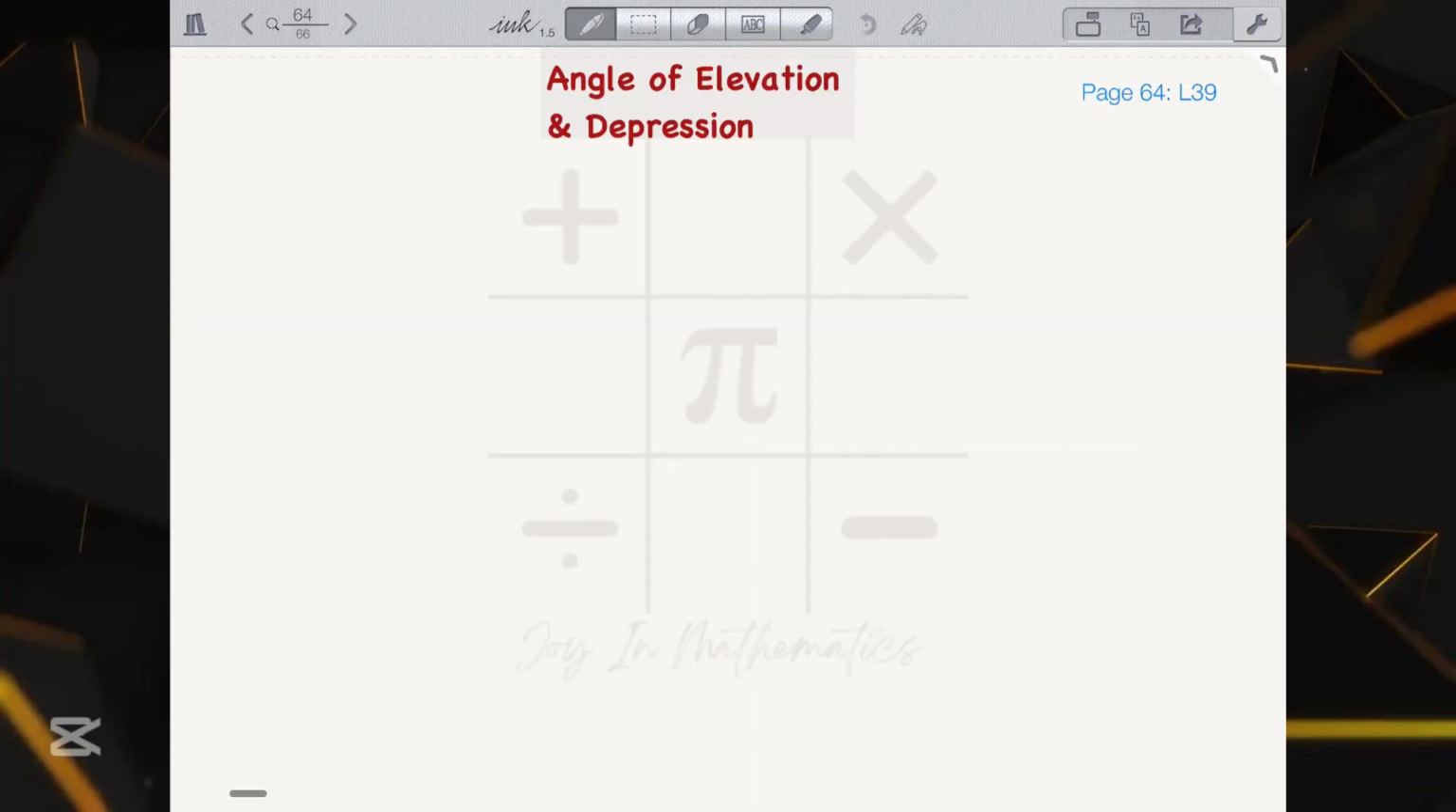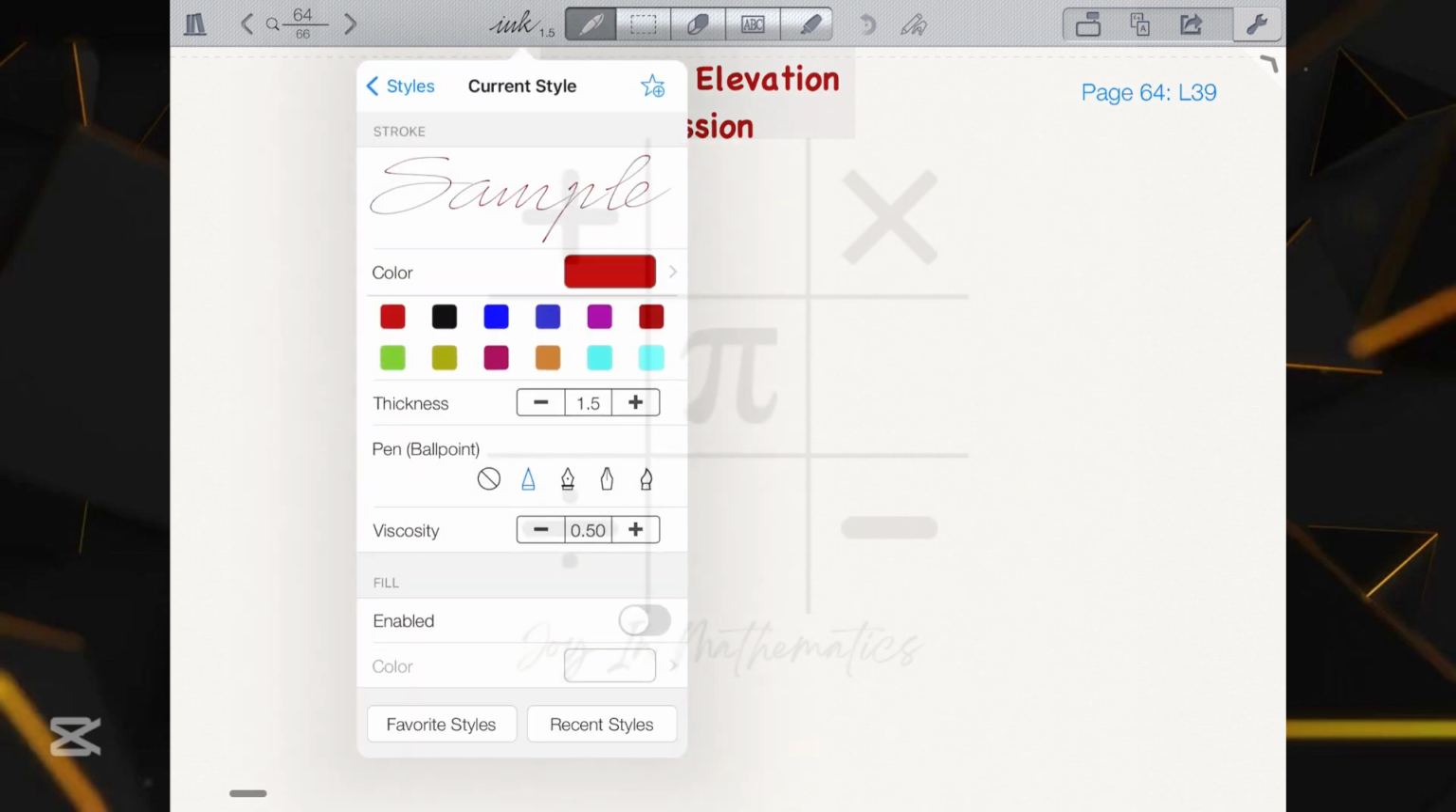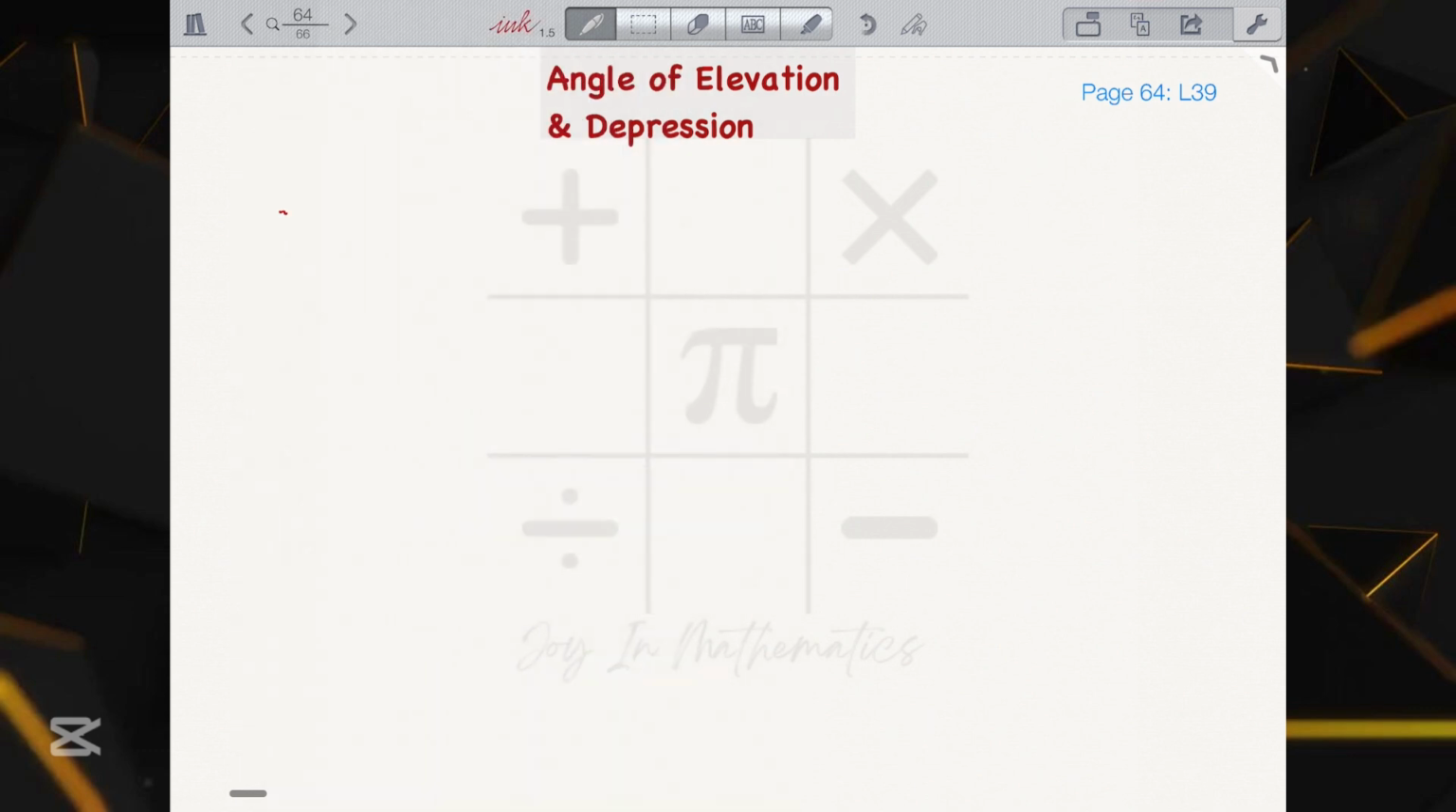Now we are still on the applications of trigonometry, and in our last lessons we have dealt with the sine rule as well as the cosine rule, where we have used the sine rule to evaluate the sides and also the angle. The sine rule simply states that a divided by sine A is equal to b divided by sine B, and is equal to c divided by sine C.